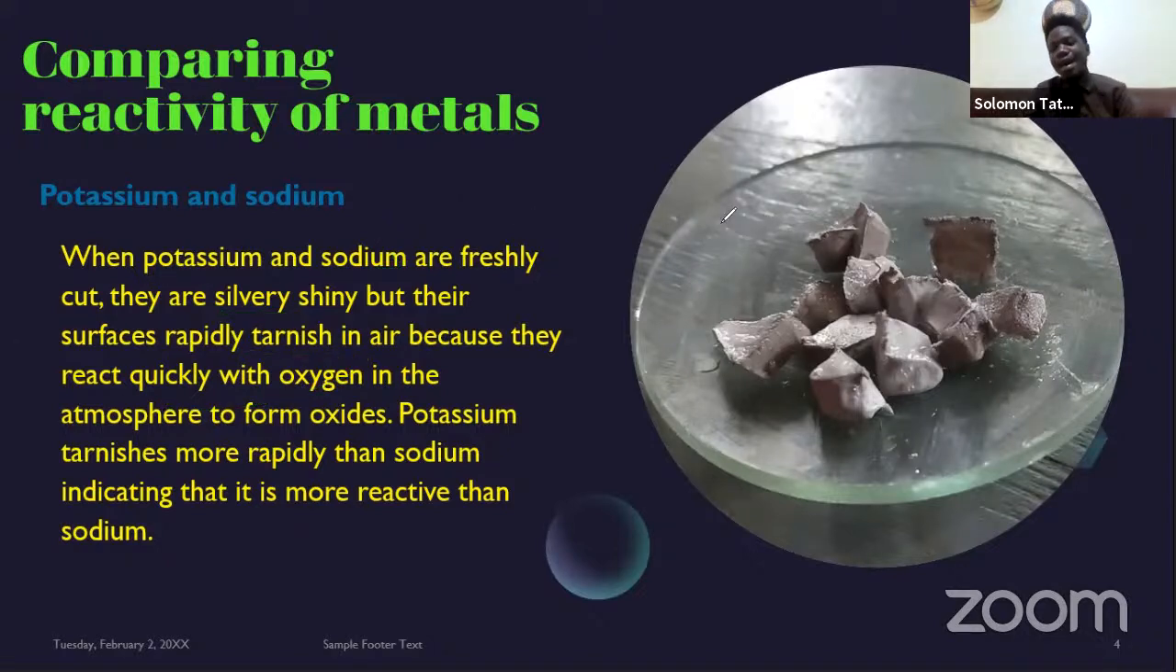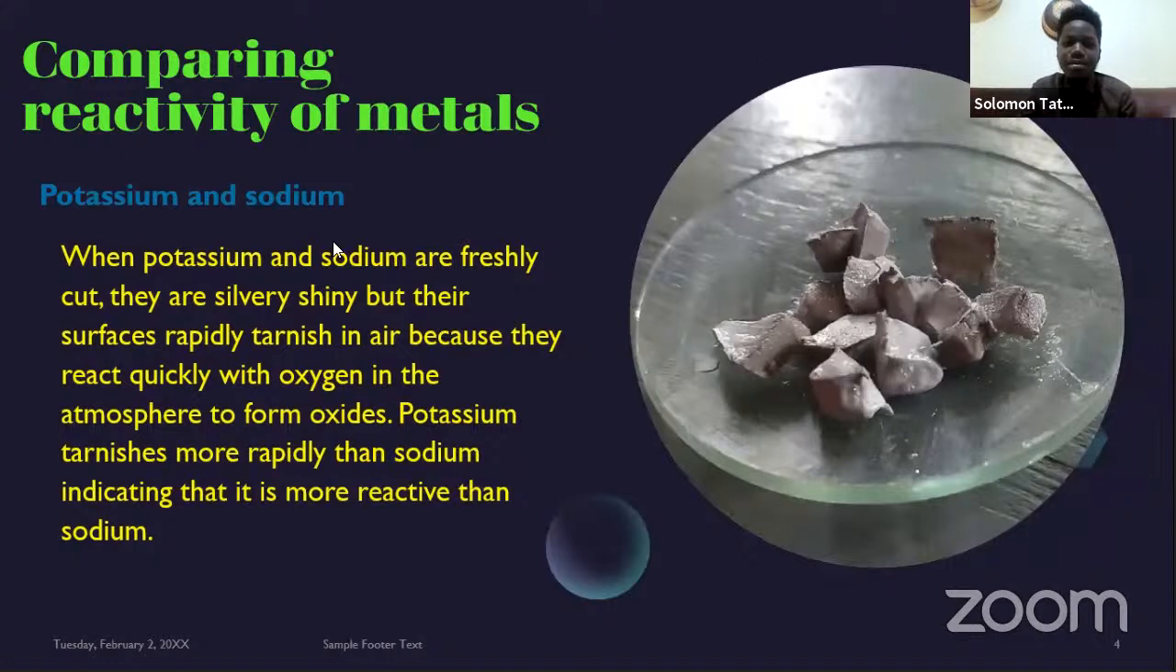That's what happens to these two metals. Sodium and potassium react the same way. It's just that potassium is more reactive. That's the difference. Any questions here? Question? Okay.